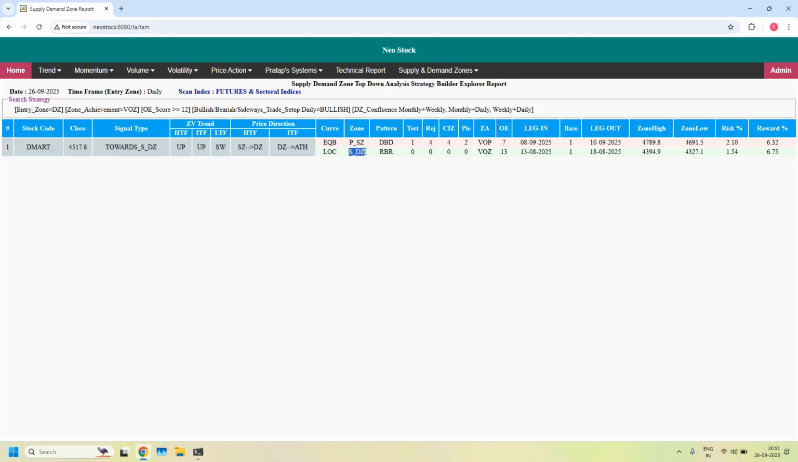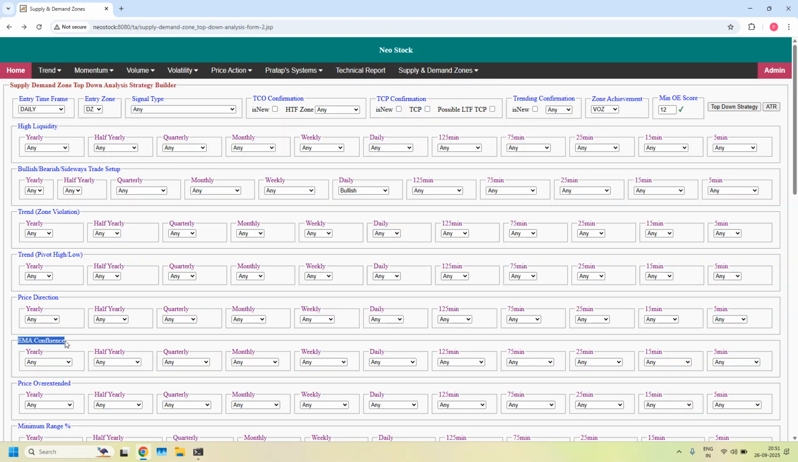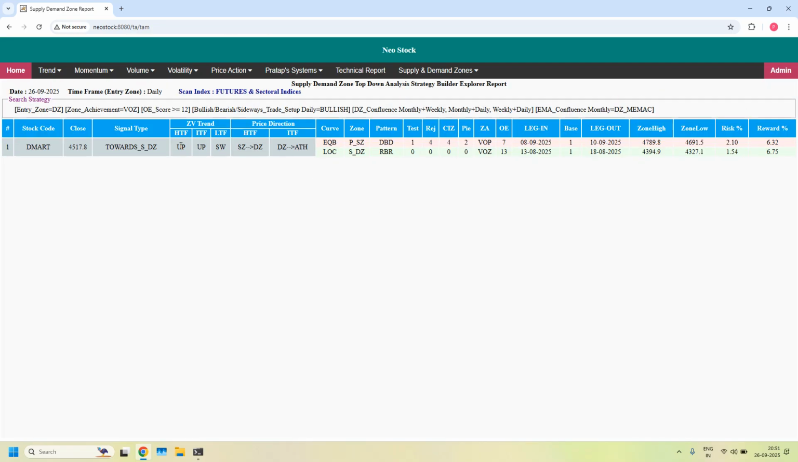So this daily demand zone overlapped with weekly demand zone, both together overlapped with monthly demand zone. And monthly trend is uptrend. Let's further verify if this is having a monthly demand zone with monthly EMA confluence, because the trend is uptrend, monthly trend. So it is filtered. So this daily demand zone has more high probability to get success.